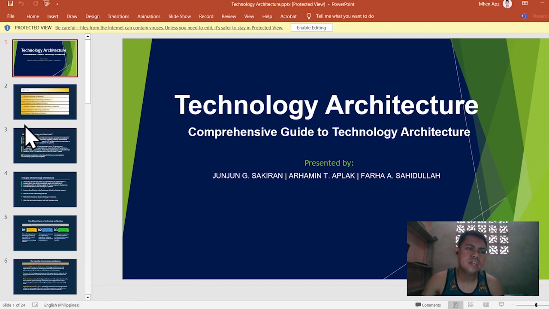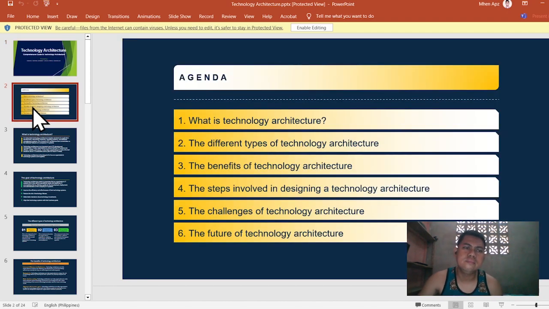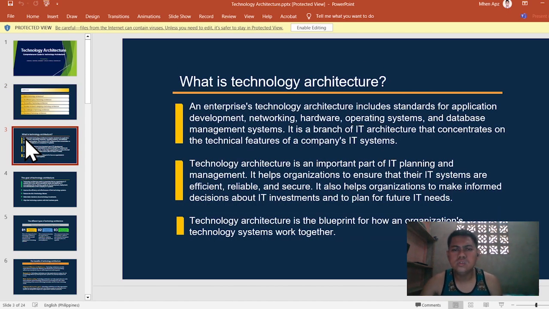The topics that we are going to tackle for this presentation are, number one, what is technology architecture. We will also cover the different types of technology architecture, the benefits of technology architecture, the steps involved in designing a technology architecture, the challenges of technology architecture, and the future of technology architecture.